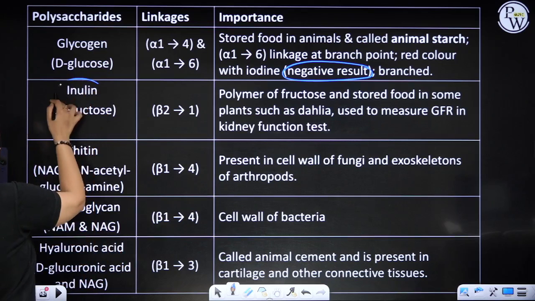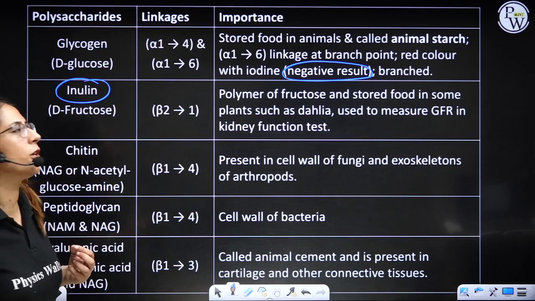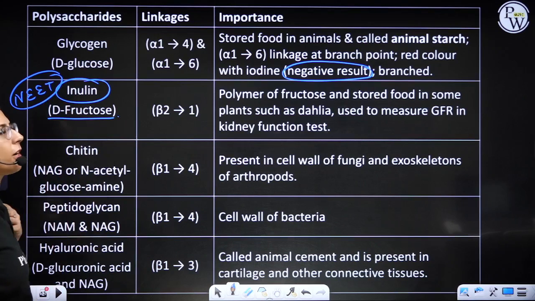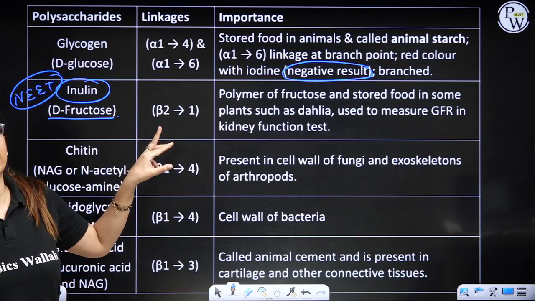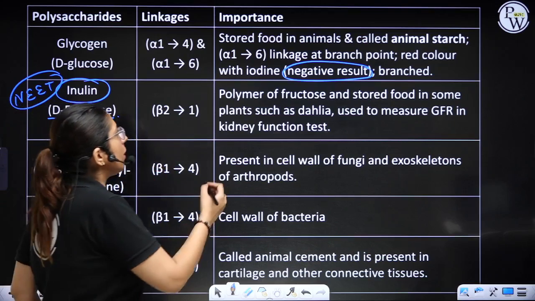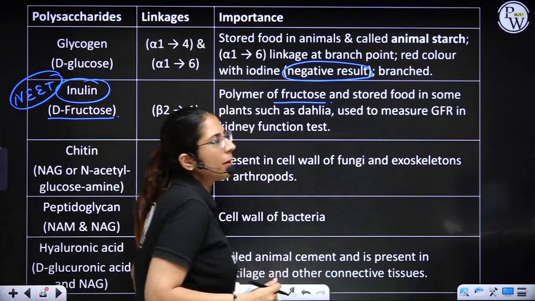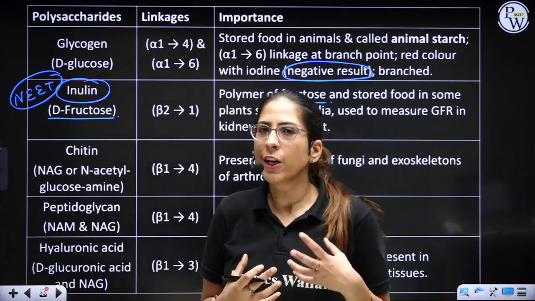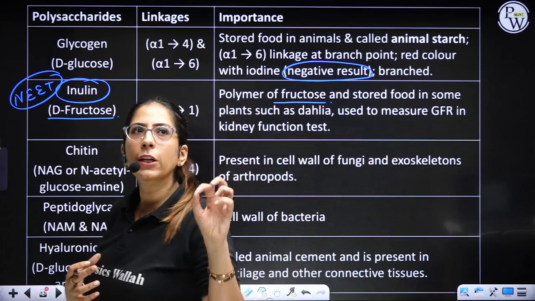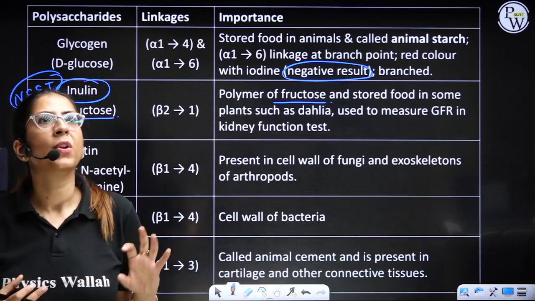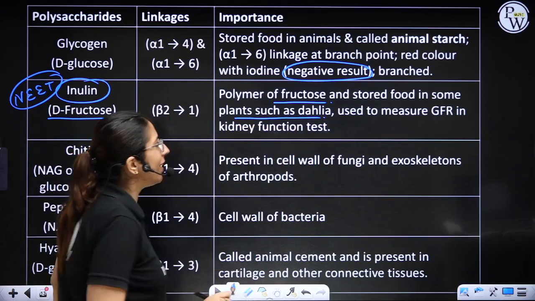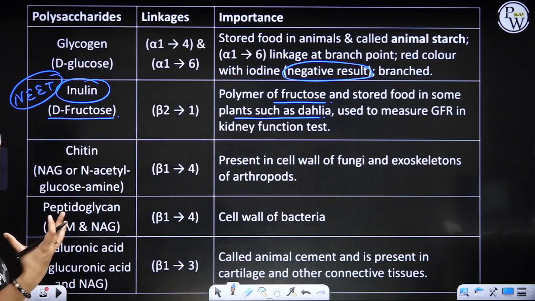Now next, another question, that is inulin. So this was asked in your NEET examination. What actually inulin is, you should know it is made up of D-fructose with beta 2,1 linkage, right? And it is a polymer of fructose. You have to remember, whenever a person goes for a glomerular filtration rate test, it is related to the kidney. So inulin is being used over here. Also remember, it is a storage structure in dahlia.